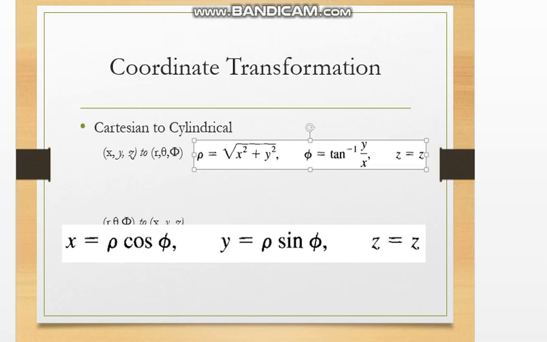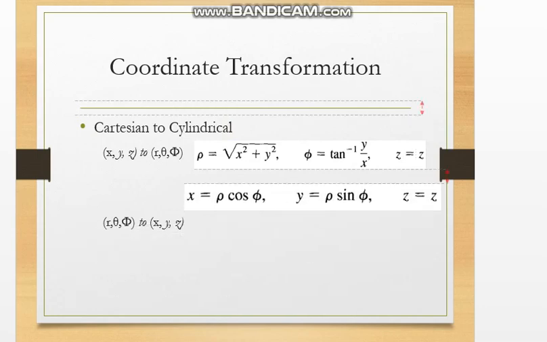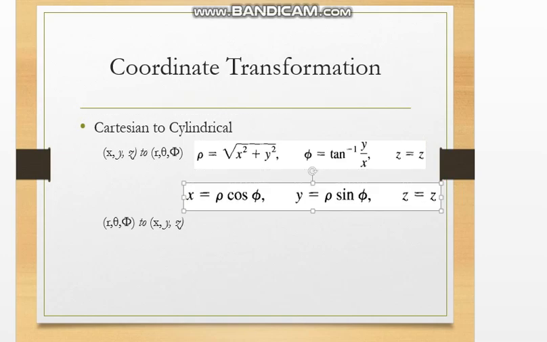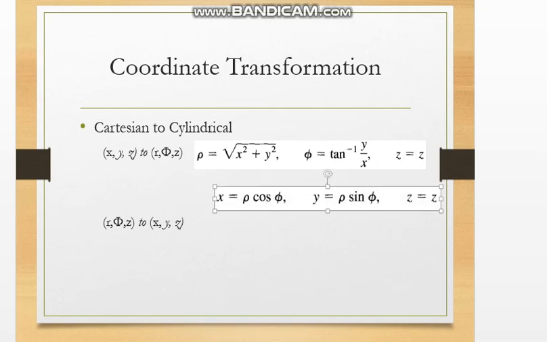So x y z to r theta phi means Cartesian to spherical, and here we have used Cartesian to cylindrical, that will be r phi z, I would guess, and from r or rho, phi, z to xyz. There are two transformations.